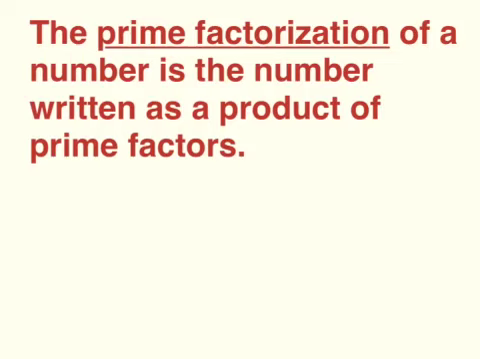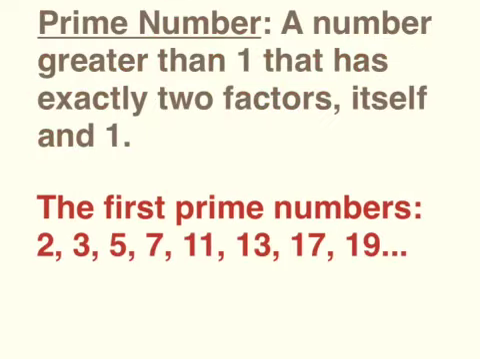Okay, now prime factorization. The prime factorization of a number is you take that number and you write it as a product of prime factors. So again, even in this definition here, we've got another word that maybe we're kind of forgetting what it means. So a prime number. Prime number is a number greater than 1 that has exactly 2 factors, itself and 1.